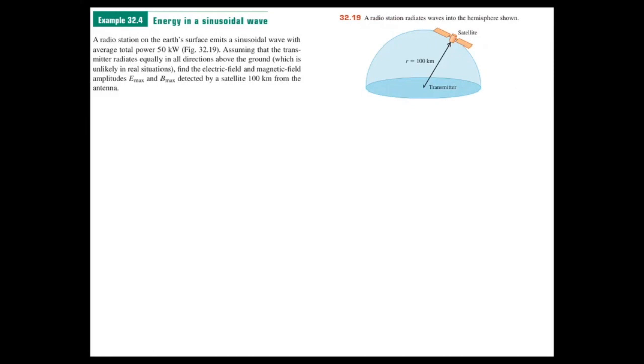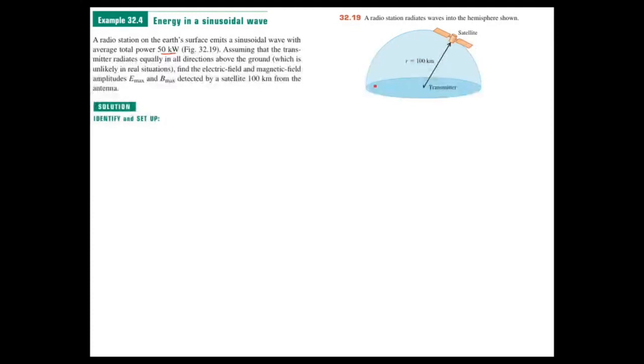In particular, we're going to consider a radio station on the surface of the Earth that emits a total average power of 50 kilowatts. The signal from the transmitter is detected by a satellite which is 100 kilometers from the transmitter in orbit. We want to calculate the electric and magnetic field amplitudes as detected by the satellite. So the first thing we're going to do is assume that the transmitter emits its energy uniformly in all directions above the surface of the Earth.